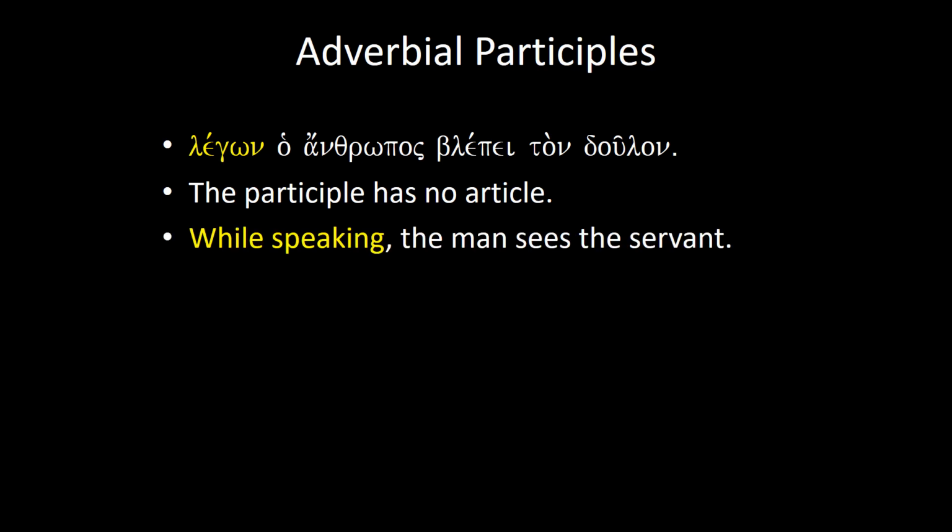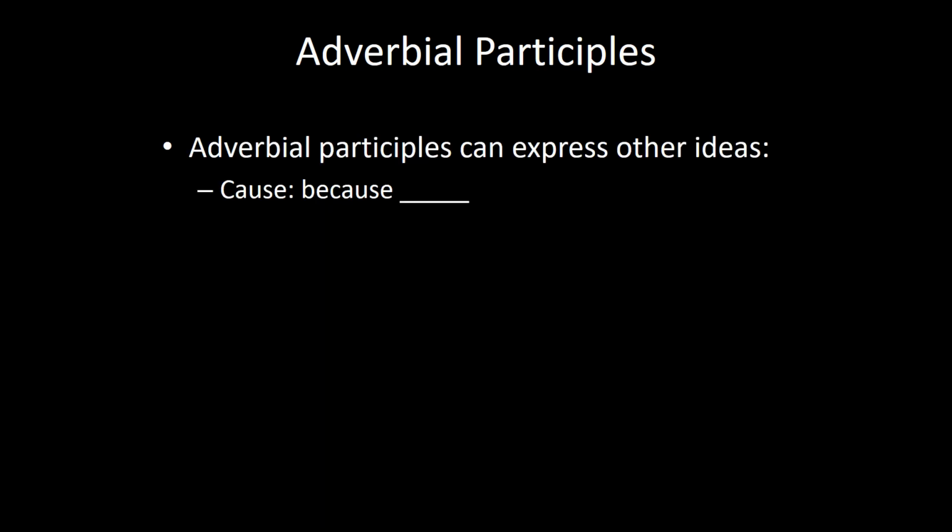If we translate this one focusing on time, we could say, while speaking, the man sees the servant. Subject, verb, object. The man sees the servant. When? That's a question of an adverbial nature. When does the man see the servant? He sees the servant while speaking. Now, who's doing the speaking? The man is. So no article, and it's not in attributive position. Adverbial participles can do time. They can also do cause.